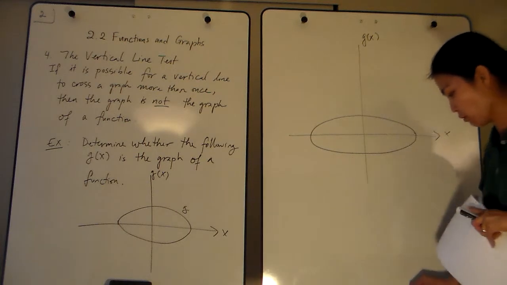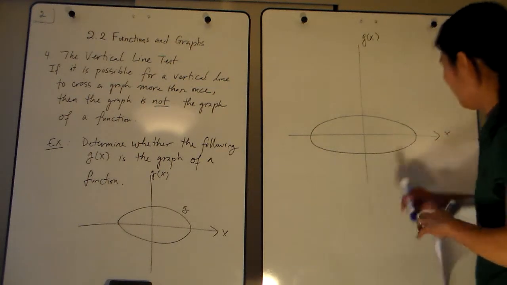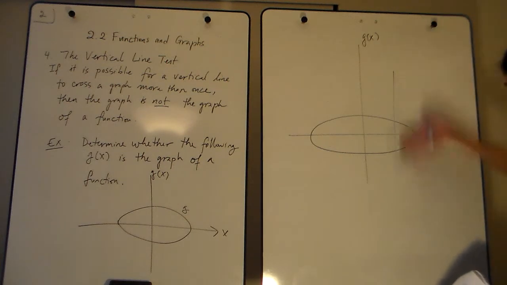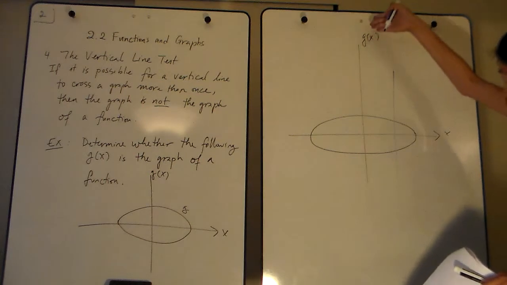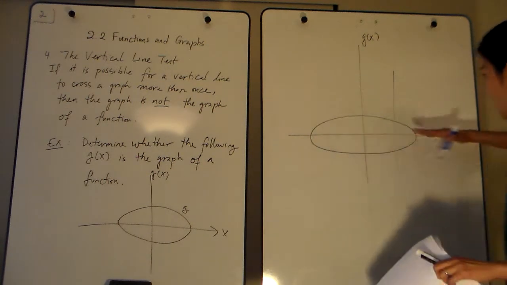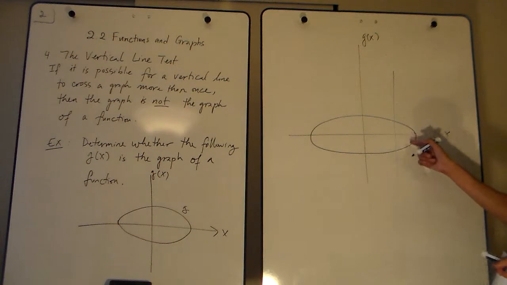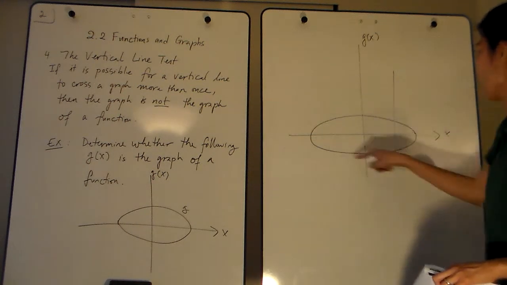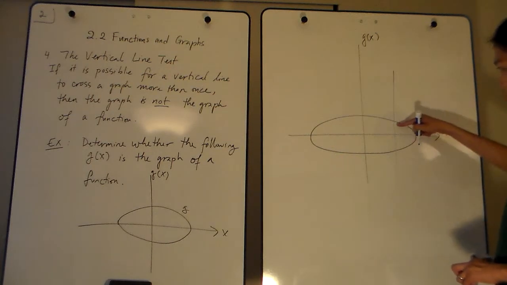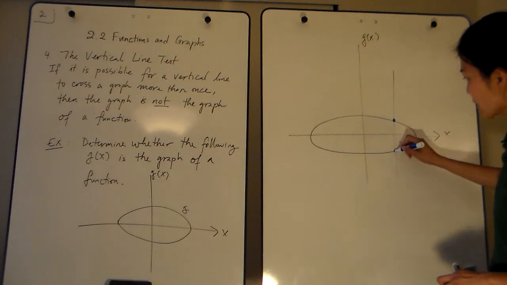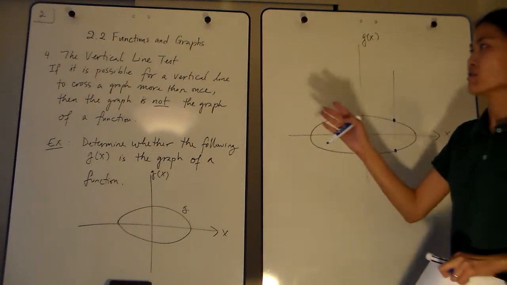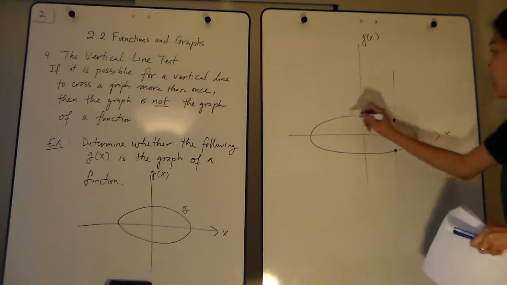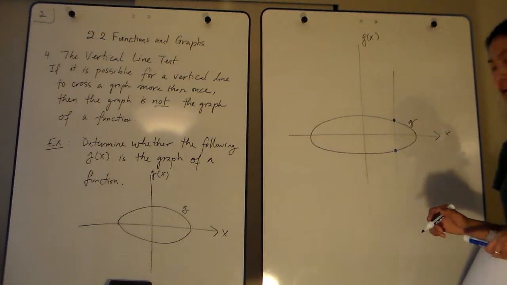So let's draw a vertical line. You can draw anywhere. This vertical line is parallel to the g of x axis, perpendicular to the x-axis. Okay. So how many points are there where the vertical line meets this path? Do you see that there are two? It intersects at 2 points. So that means, based on the vertical line test, this path, g, is not a function.